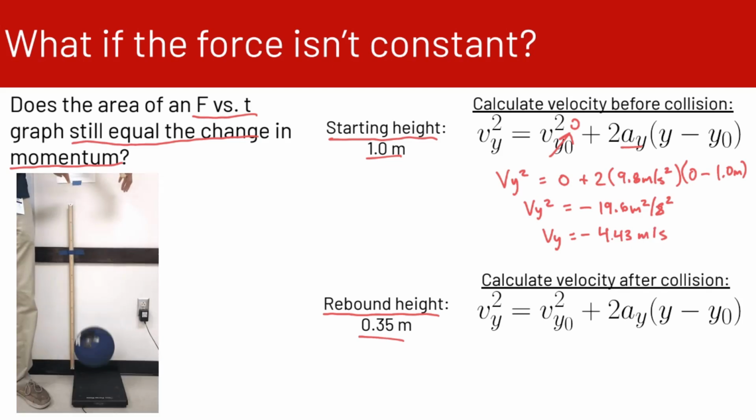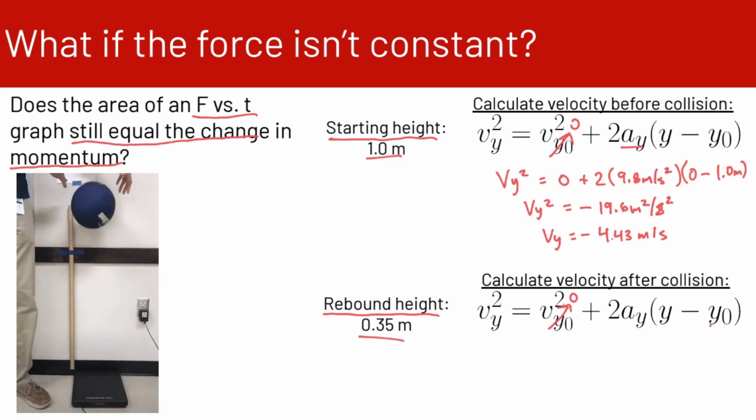All right, now we want to figure out the velocity after the collision, after the ball hits the force sensor and bounces back up. We know now that our velocity when it hits the ground is 0. So again, this is 0. Our acceleration is still 9.8.